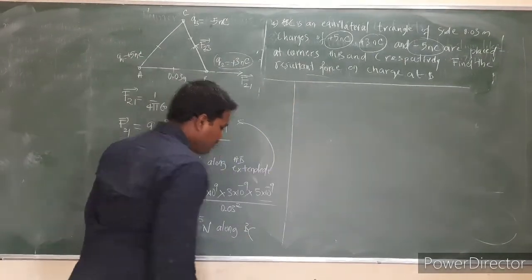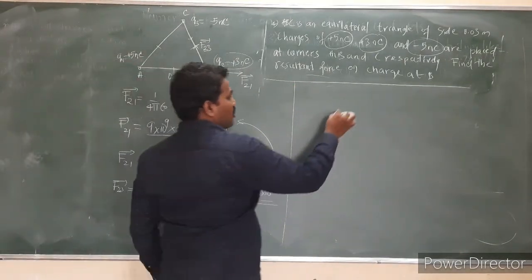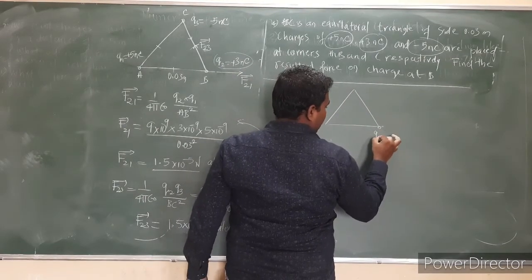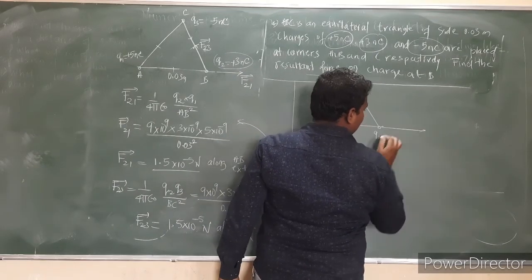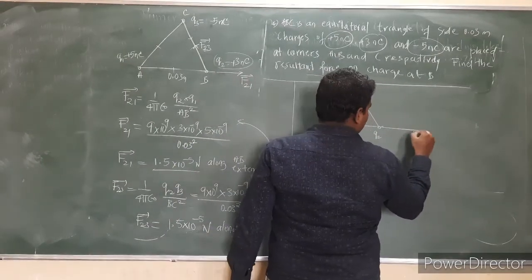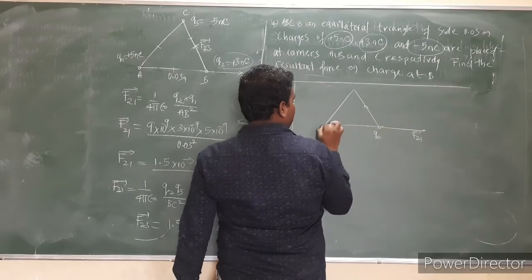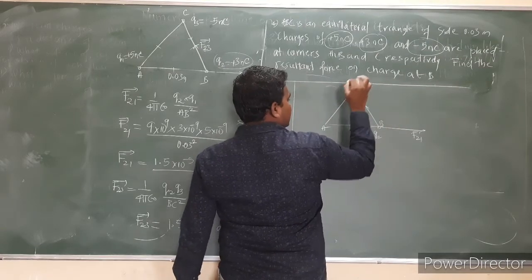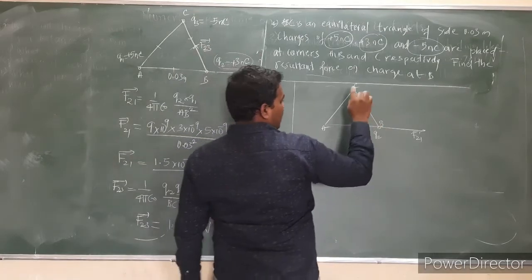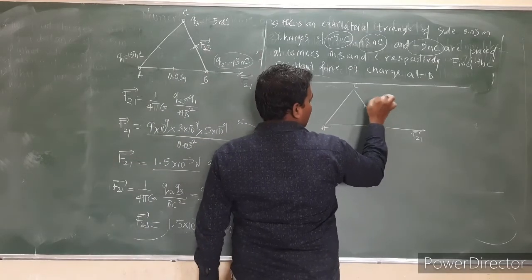Now see here, the same figure I will draw again. So this is the equilateral triangle. This is the charge Q2 here. There is one force acting along positive x direction, that is F21. And there is another force; this is A, this is B, and this is C here. The force F23 is acting along B to C, so I write it as F23 here.